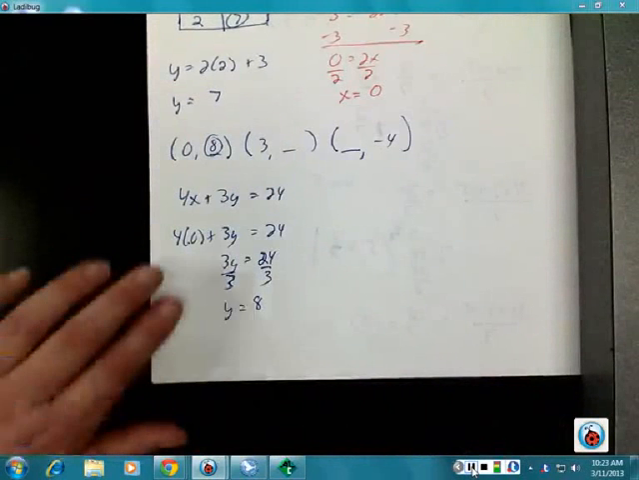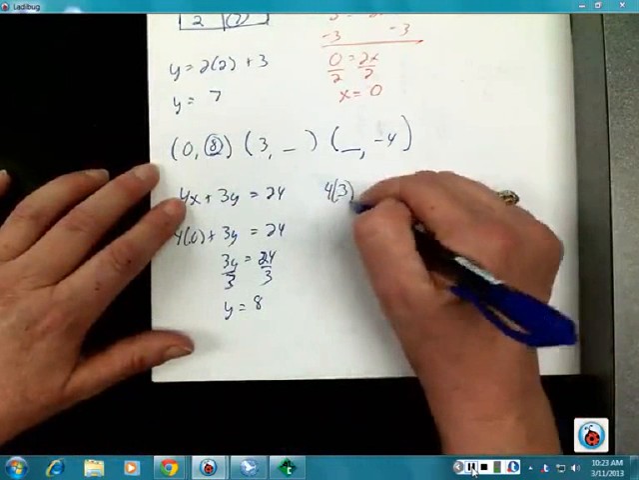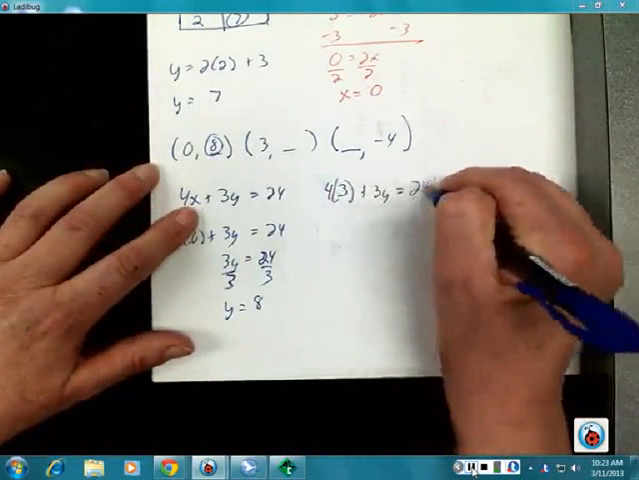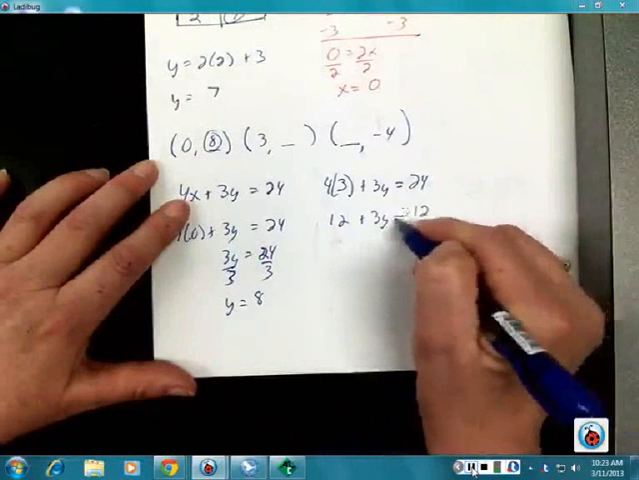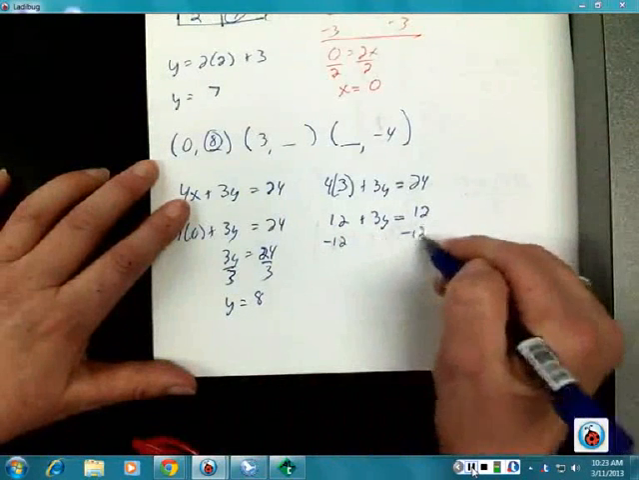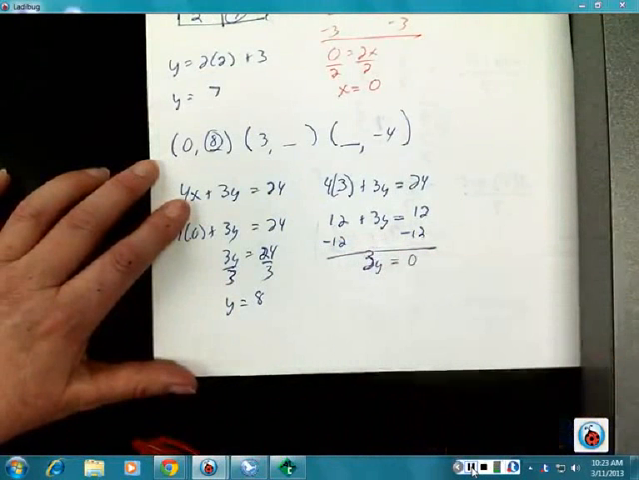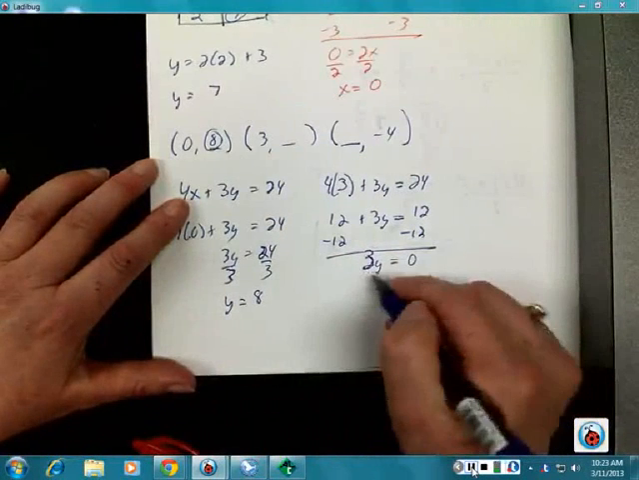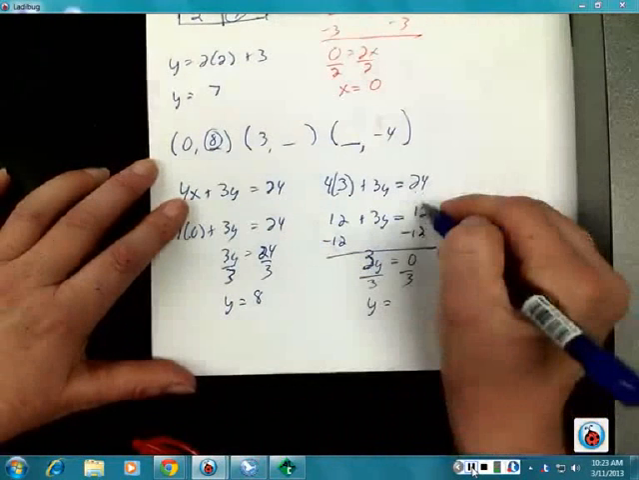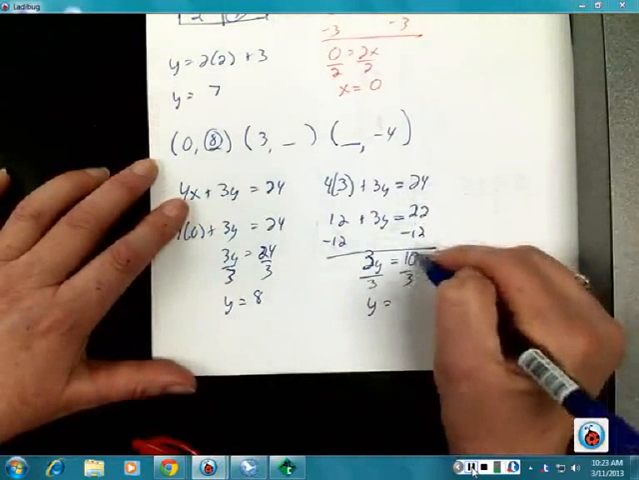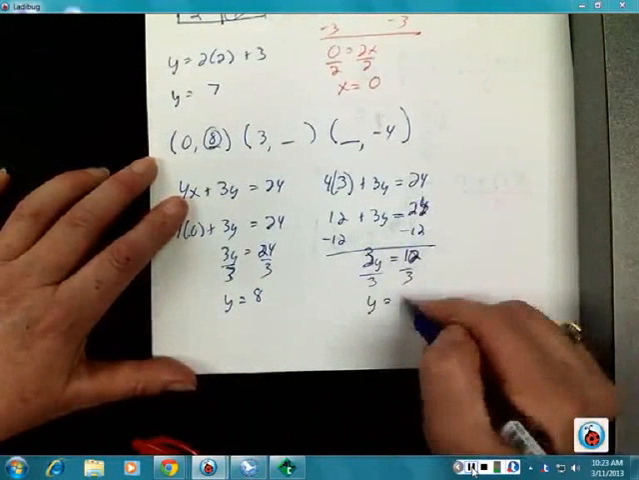Then if I plug 3 in, 3 is going in for x as well. Three times 4 is 12. Subtract 12. Now you're back into that solving stuff we did back in Chapter 2. Divide by 3. Oops, this should have been a 24. This should be a 12. So y is going to equal 4.